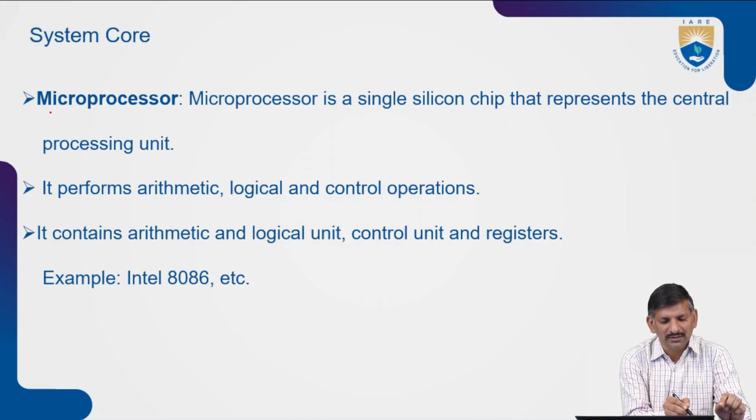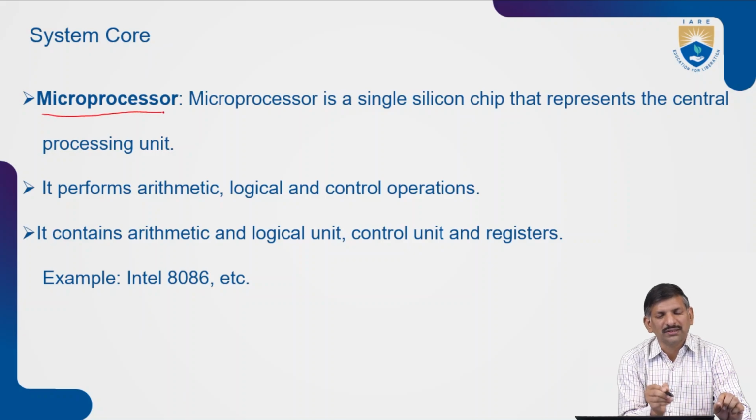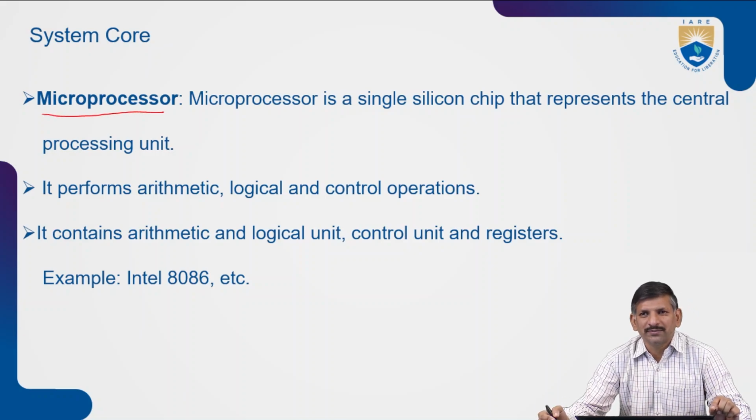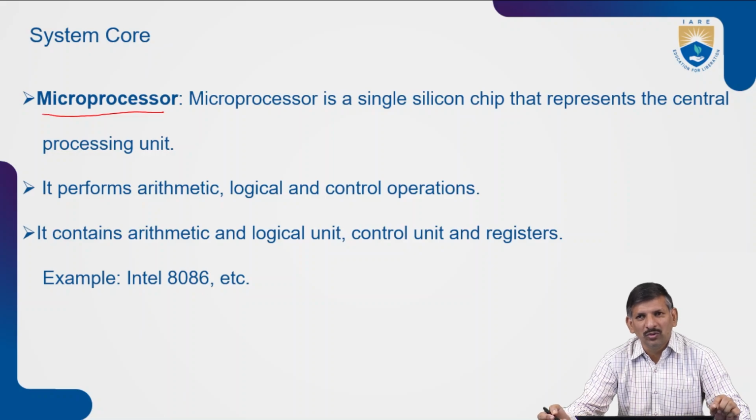One of the core components is the microprocessor. So what is a microprocessor? What does it do, and why do we need to use it? A microprocessor is a single silicon chip that represents the central processing unit. It performs arithmetic operations, logical operations, and control operations.